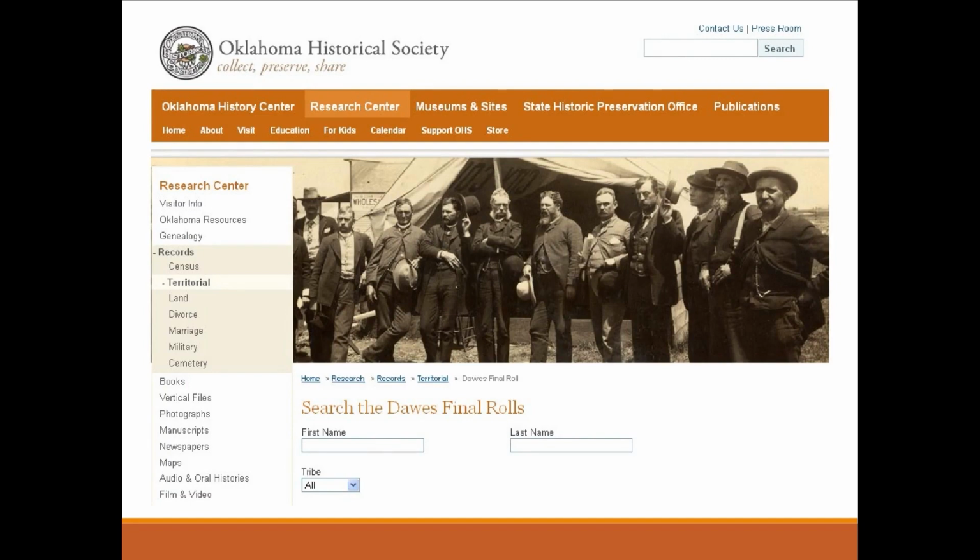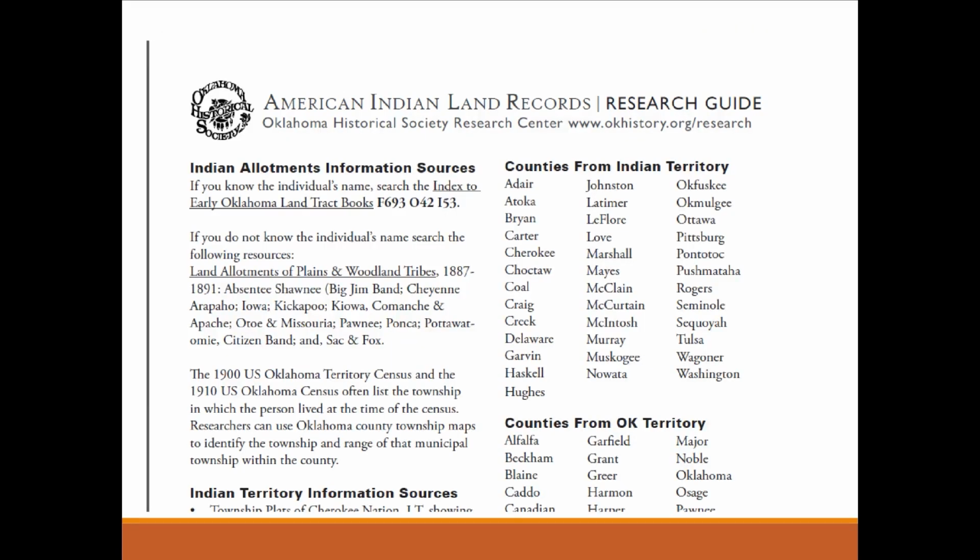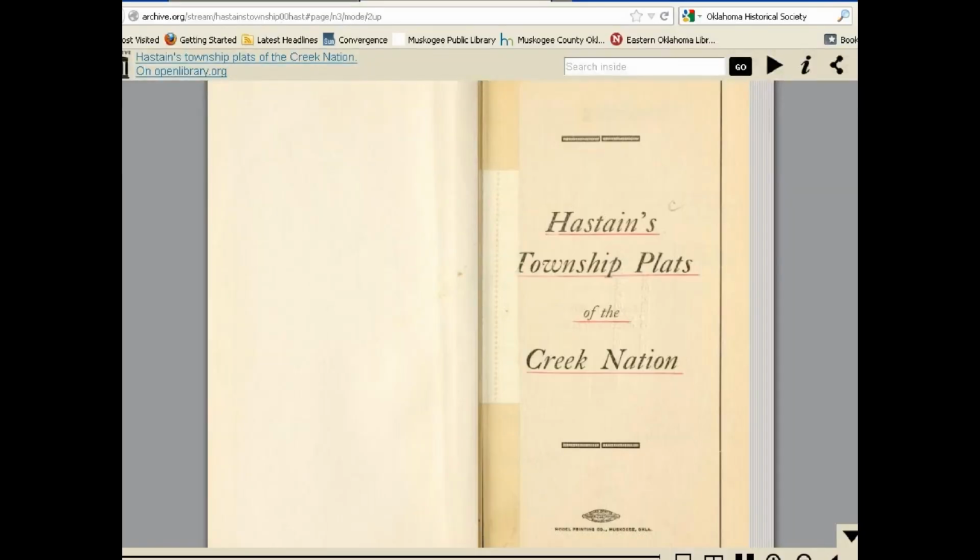So, again, one of the best sources you can use is Oklahoma Historical Society's research site. But there's also how-to information, which is often overlooked. This particular one is American Indian Land Records. They also have a booklet that's available.